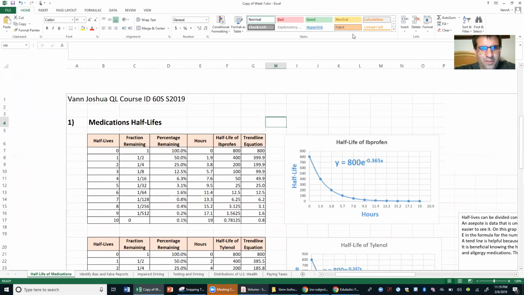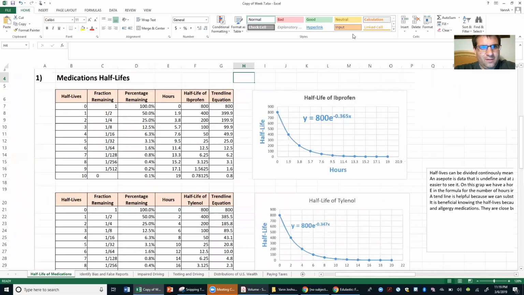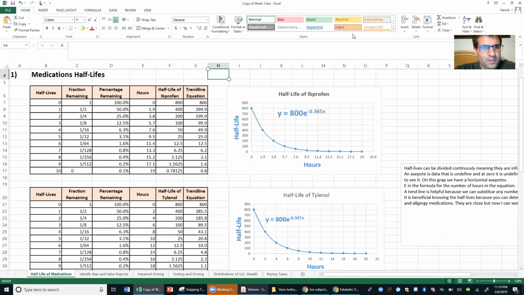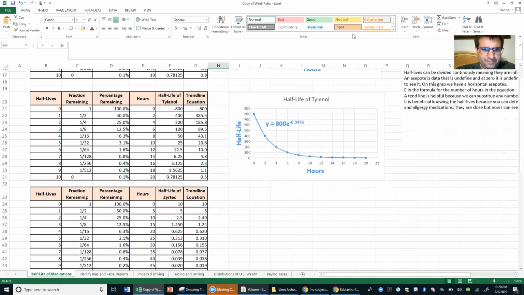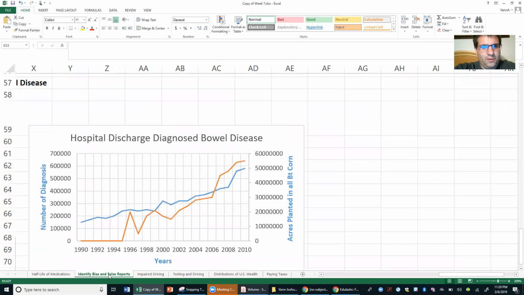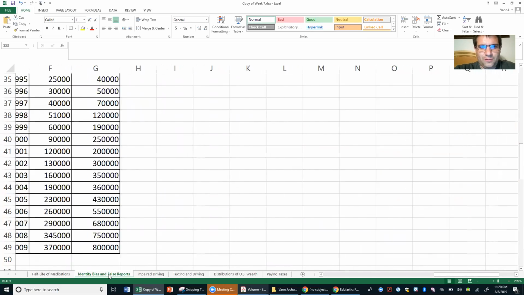And whenever we compared the half-lives of the different medications, like ibuprofen and Tylenol, we broke it down into the percent of what remains at each hour, and then broke down what the actual half-life of the medication is. We did the same for the Zyrtec and the Claritin. And then we moved into scenario number 2.